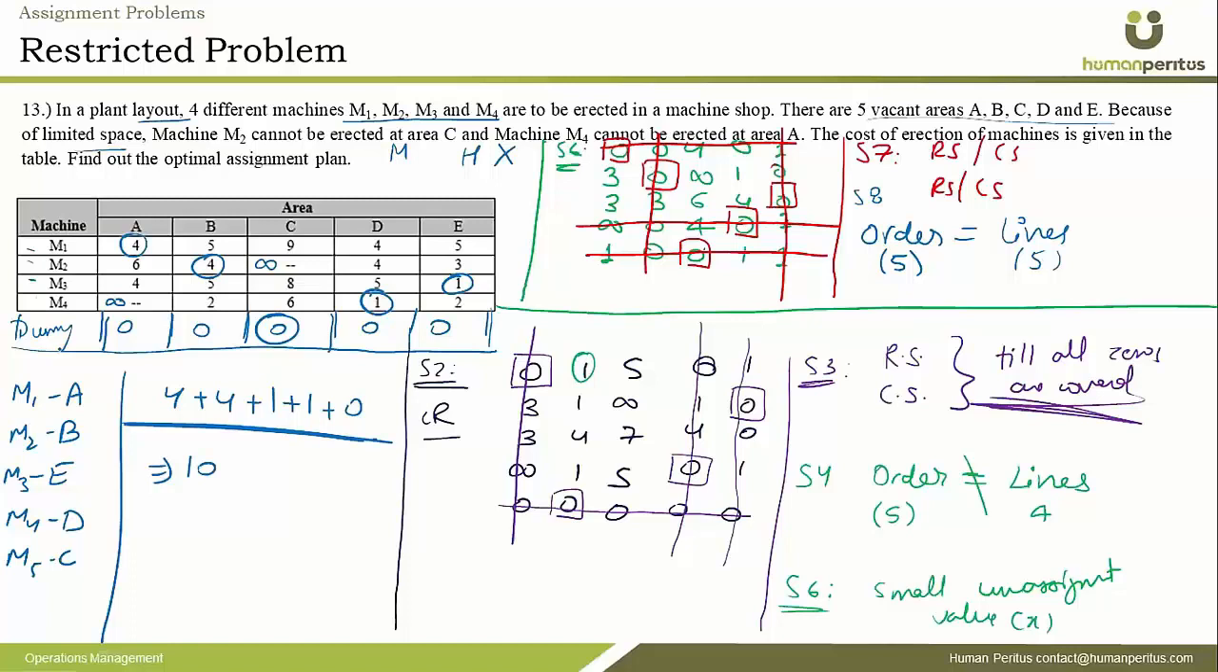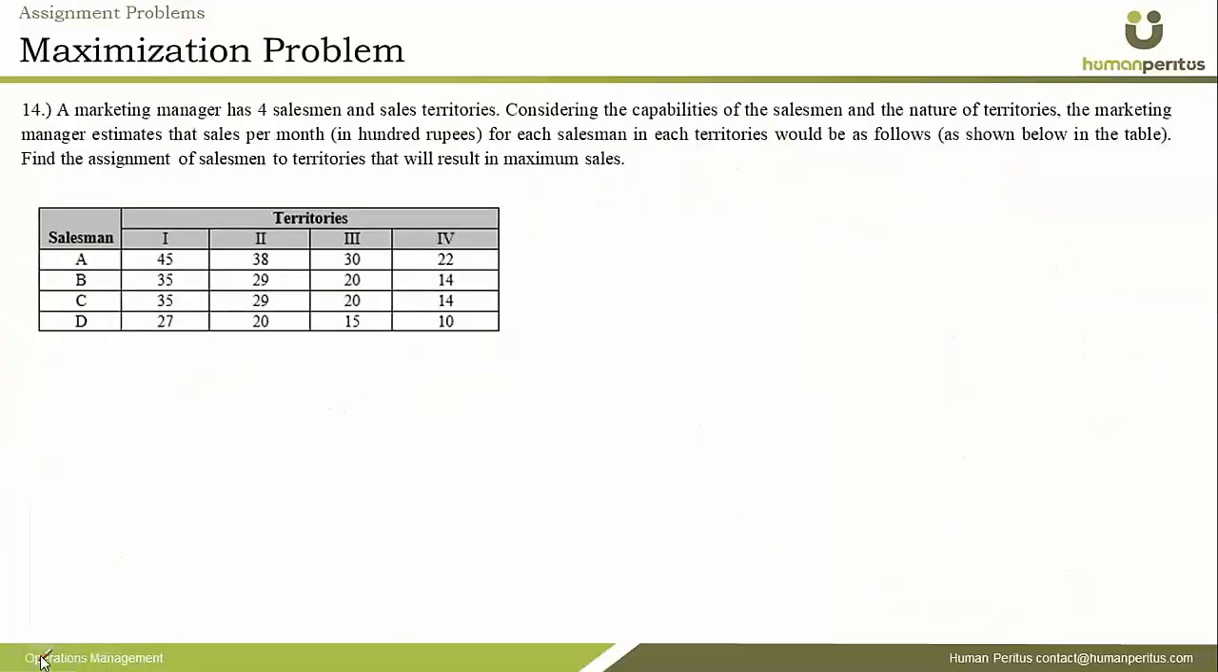What does this mean, that the dummy has been assigned to area C? It means that area C is vacant and no machine has been assigned to area C. Okay, so we are simply following the same procedure for all the questions, but since there is some variation in the question, we will make small changes using our common sense, right? So again, let us come to the next variation, which is the maximization problem.